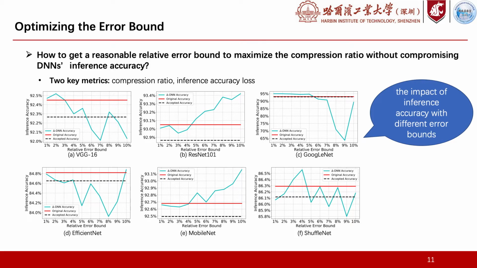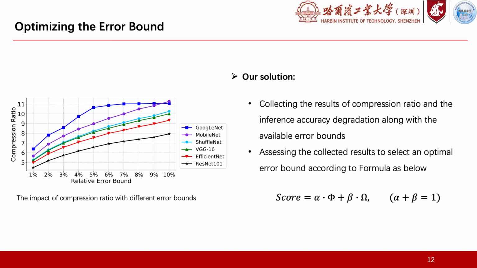This figure shows the impact on inference accuracy with different error bounds. This phenomenon is because the recovered target network parameters would vary randomly with different error bounds, sometimes larger, sometimes smaller. This figure shows the impact on compression ratio with different error bounds. Therefore, in the DNN's workflow, we need to find a reasonable error bound considering two key metrics, the compression ratio and the inference accuracy loss.